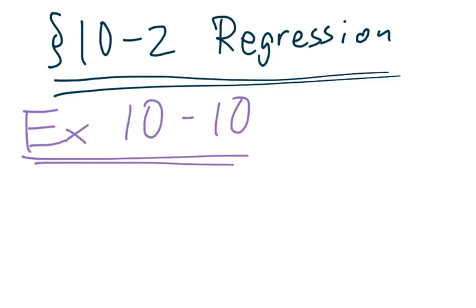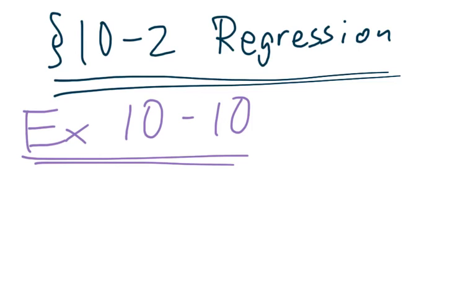Today we're returning to Chapter 10, Section 2. We're continuing on in Chapter 10, Section 2, I should say. We're going to take a look at Example 10-10. And here it says to find the equation of the regression line for the data in Example 10-5 and graph the line on the scatter plot. And if we flip back, Example 10-5 was taking the data from Example 10-2 and computing the correlation coefficient.